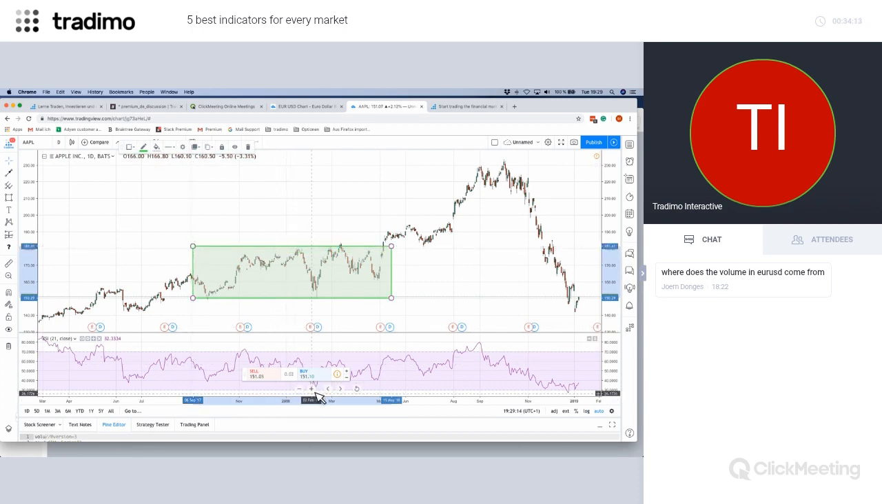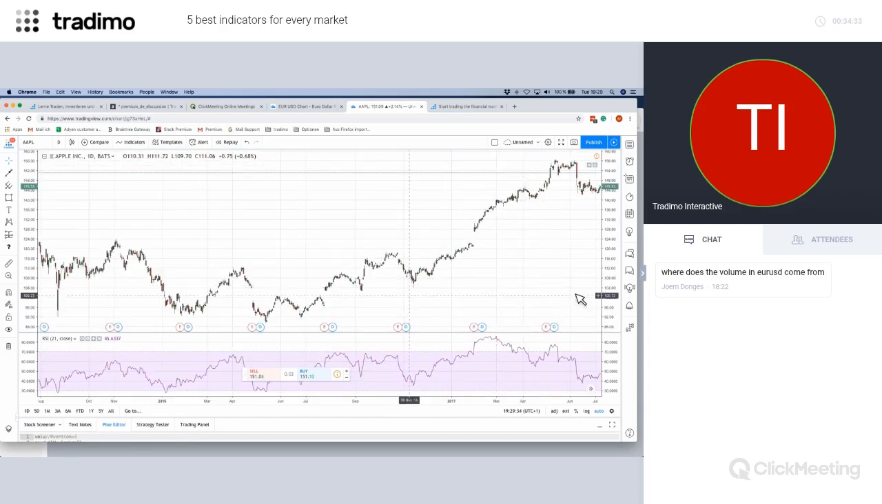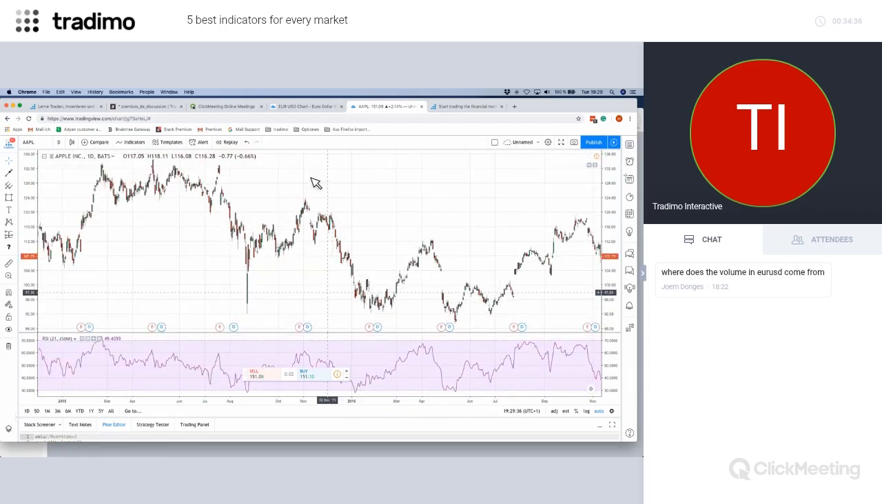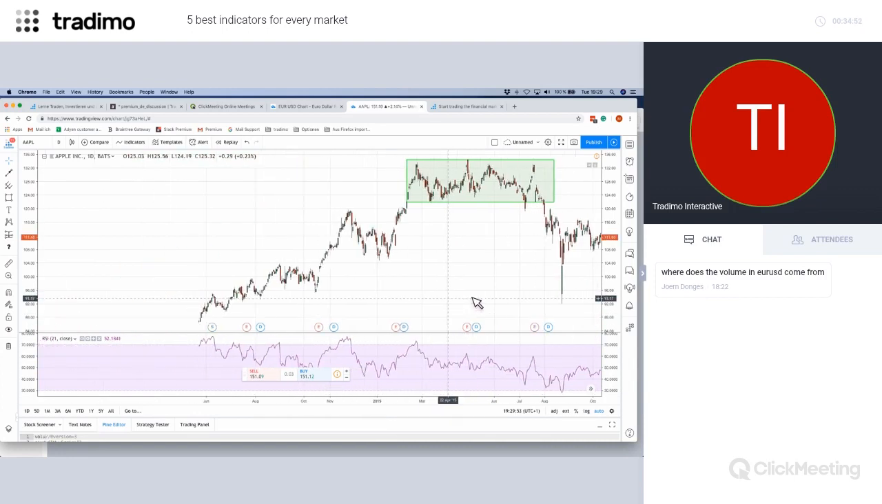So for example, at this period here, we have the RSI below 30, and it's at the bottom of the range. This is a good spot to go long, and vice versa. So if you have a range identified somewhere, for example here, let's highlight this one. Unfortunately, the RSI is not outside the 30, 70 here, but I'm pretty sure you know what I mean.